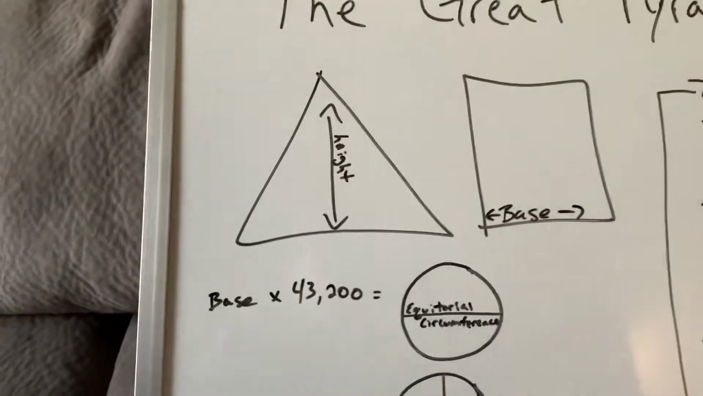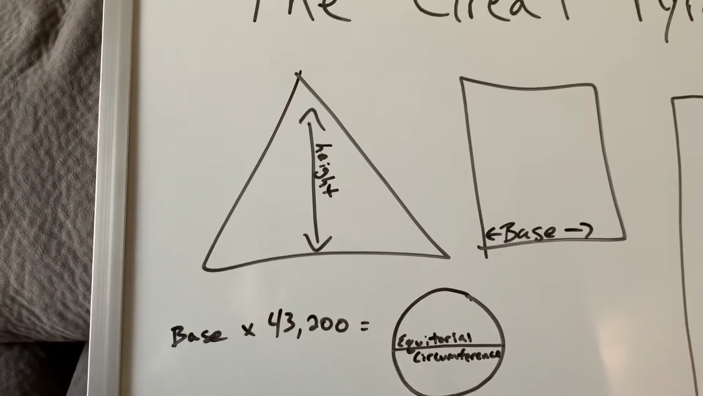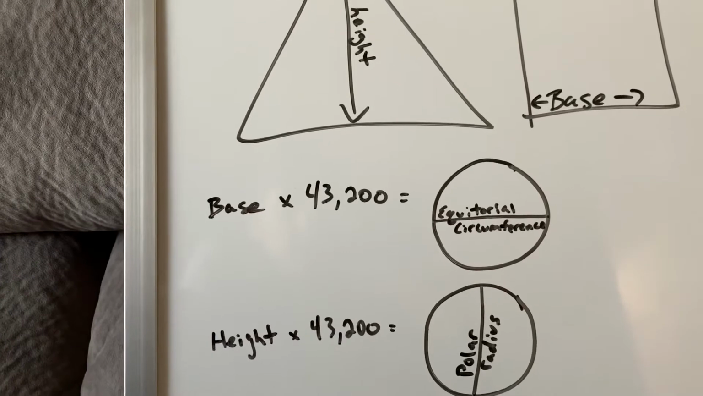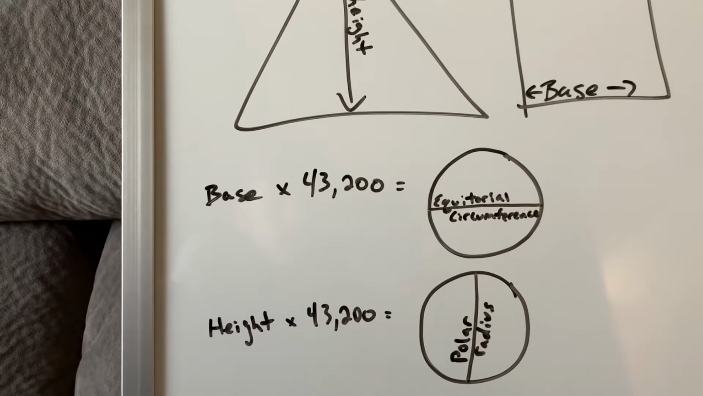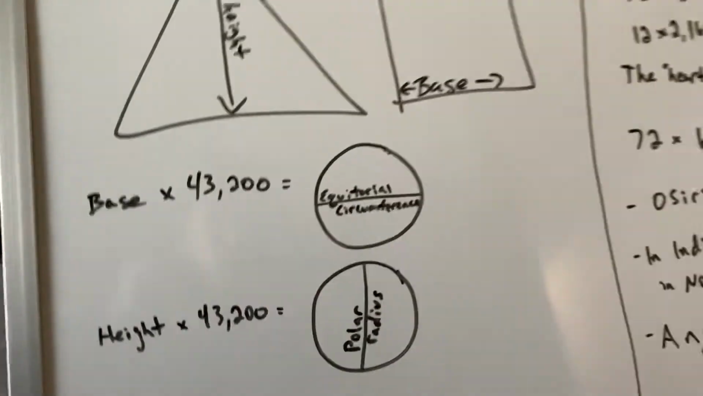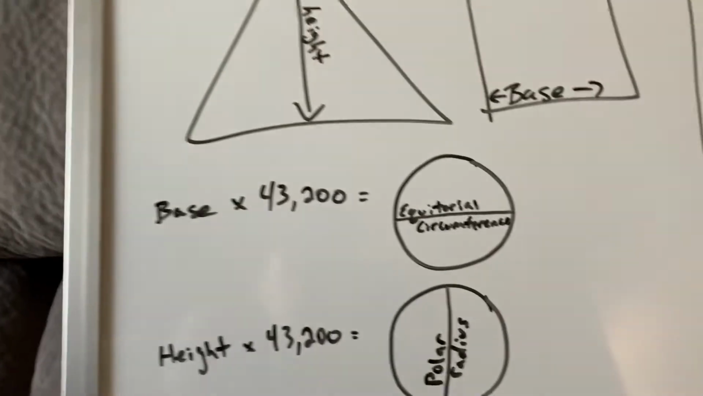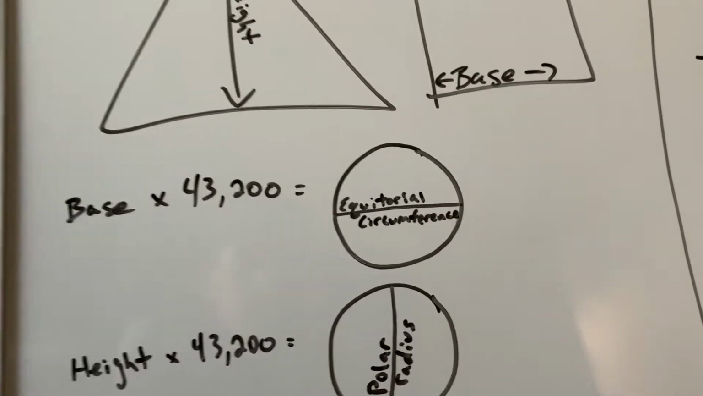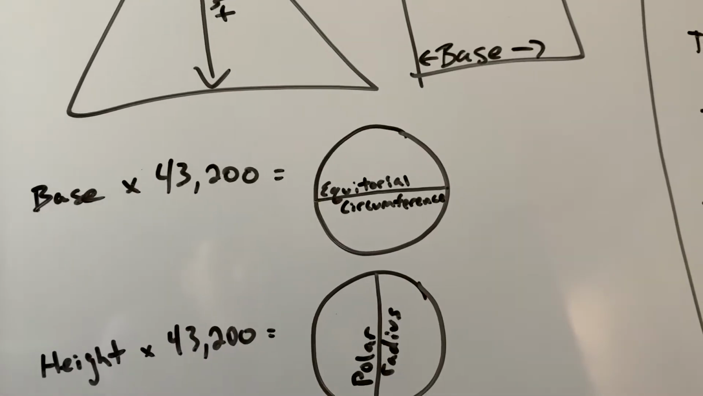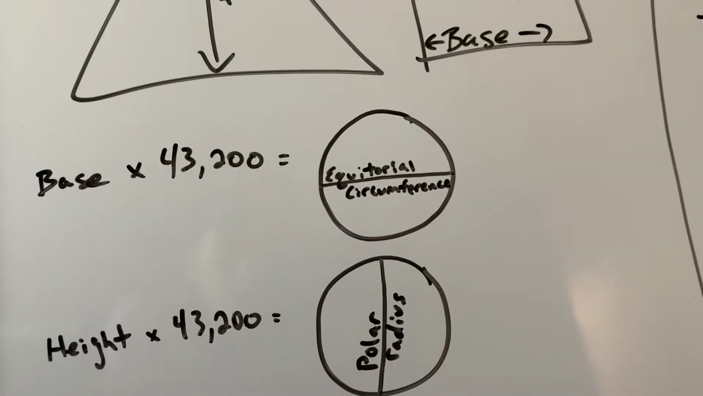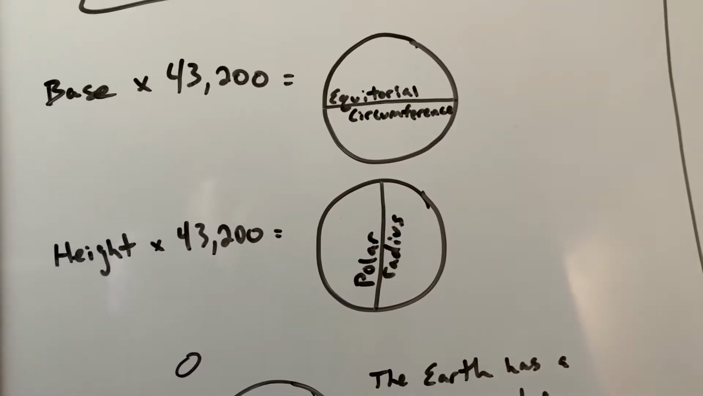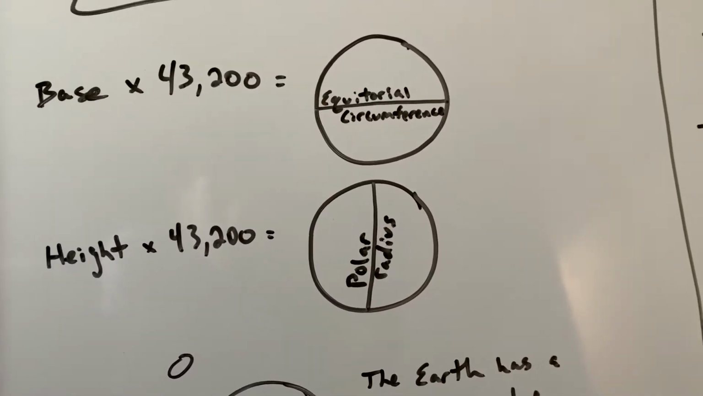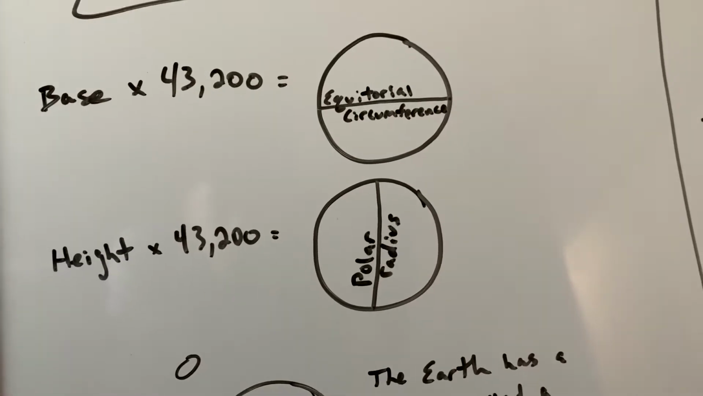So if you take the height of the pyramid and the base and multiply them on a scale of 1 to 43,200, you take those numbers times 43,200. When you take the base times 43,200, you get the equatorial circumference of the planet Earth. If you take the height and multiply it by 43,200, you get the polar radius of the Earth.